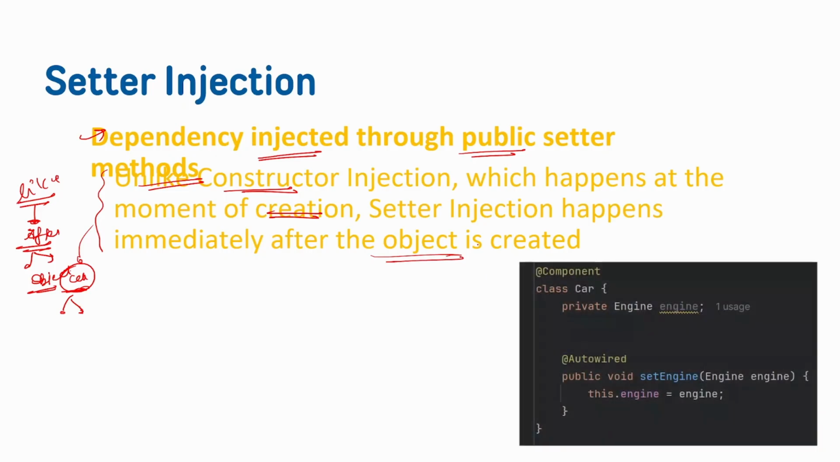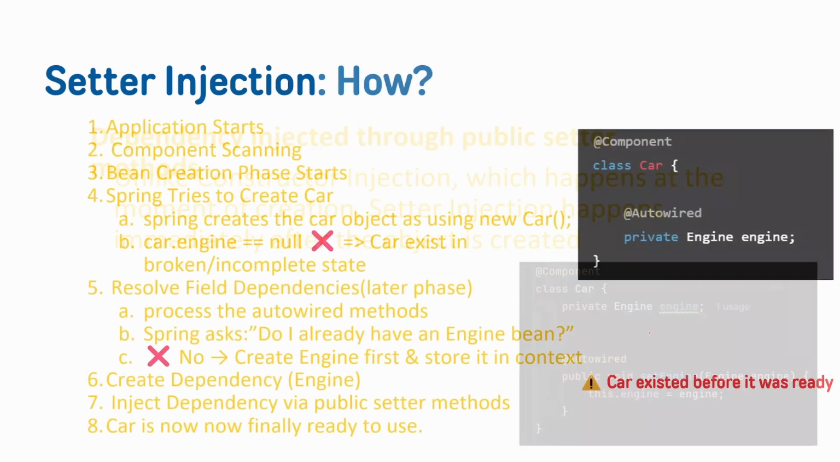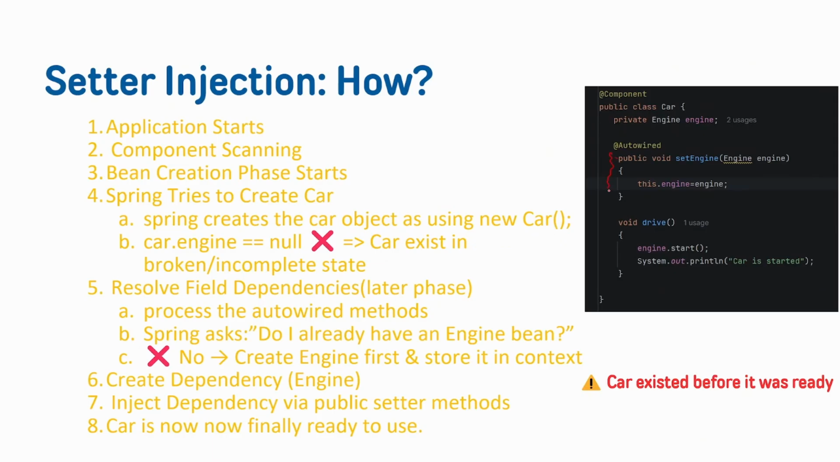Let's see in the whole example how setter injection works. Here we created one public setter method that sets the engine, and we marked it with the Autowired annotation to instruct Spring to inject the dependency into it, and we are setting it with this.engine = engine. Now let's see in complete detail what happens. Initially when the application starts, the Spring context is empty.